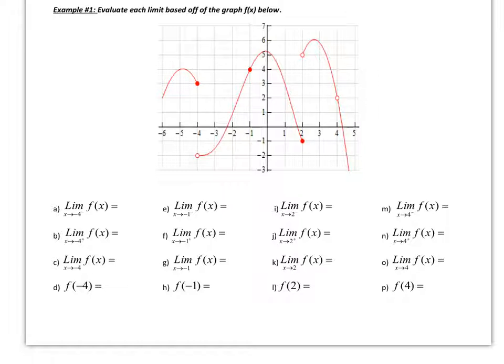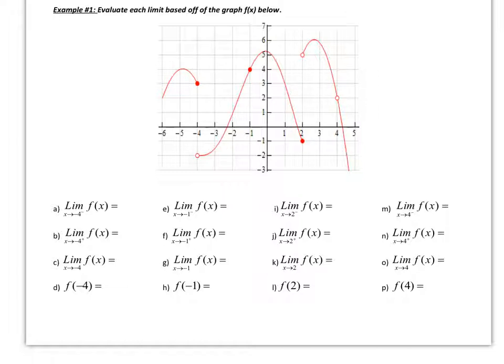Okay, next. The limit as x approaches 4 from the left. So here's 4. From the left would be this way. The limit as x approaches 4 from the left is the y value, which is 2. It's okay that it's an open circle. You can have limits that are open circles. Now the next one, the limit as x approaches 4 from the right. Here's from the right. The limit is also 2.